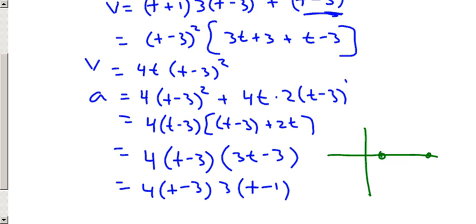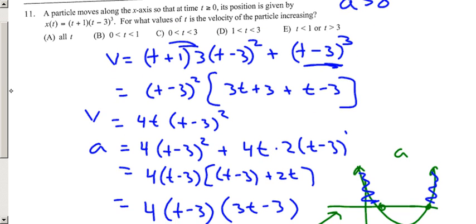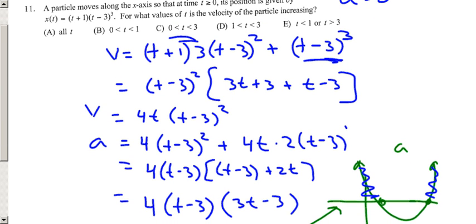And since the leading coefficient is positive, it's going to look something like this. And remember, this is our acceleration graph. This is the graph of our acceleration. And so everywhere here and here, our acceleration is positive, which means our velocity is increasing. So as long as t is less than 1 or greater than 3, our answer is correct.